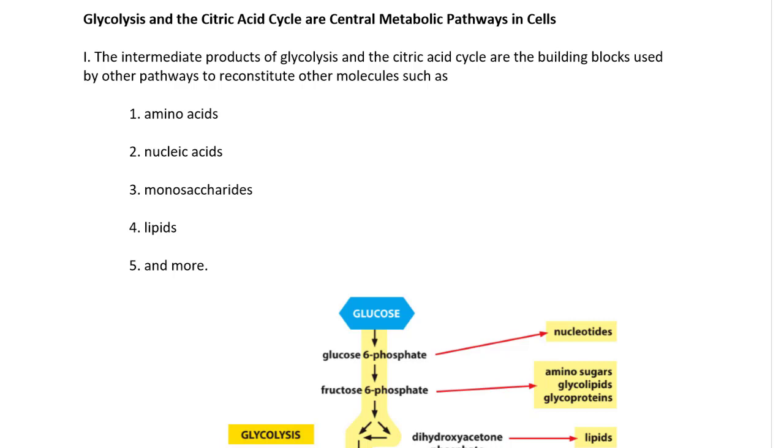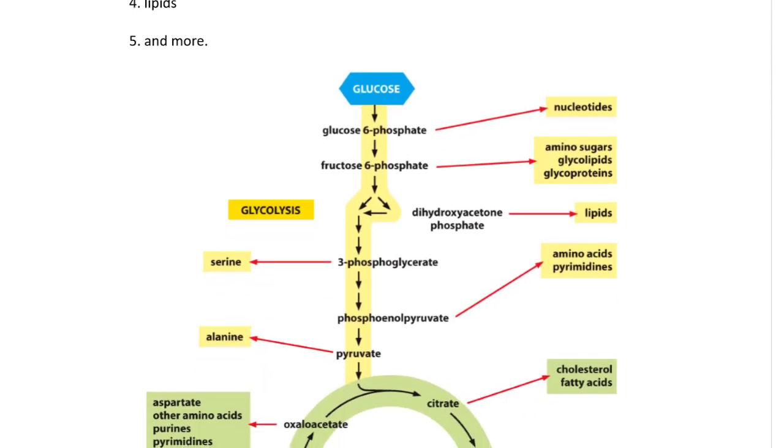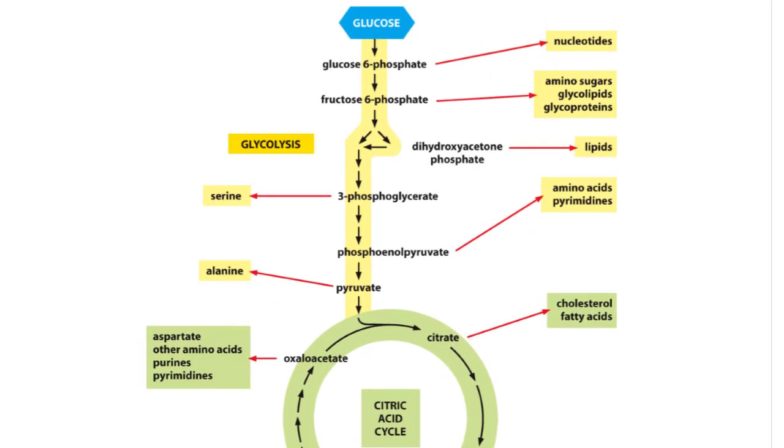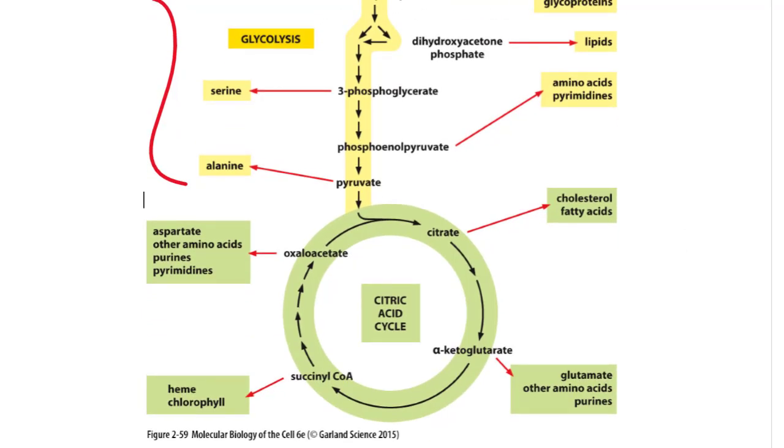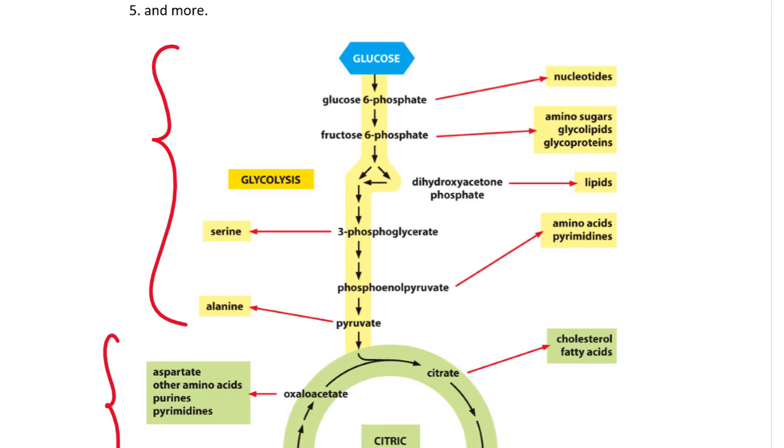Glycolysis and the citric acid cycle are central metabolic pathways in the cell. Intermediate products of glycolysis and the citric acid cycle are building blocks used by other pathways to reconstitute other molecules such as amino acids, nucleic acids, monosaccharides, lipids, and more. So all this picture is showing you is that we have glycolysis here, the citric acid cycle here, and all those molecules that are made from breaking down glucose can be used to make other molecules. They can be building blocks for making other molecules.